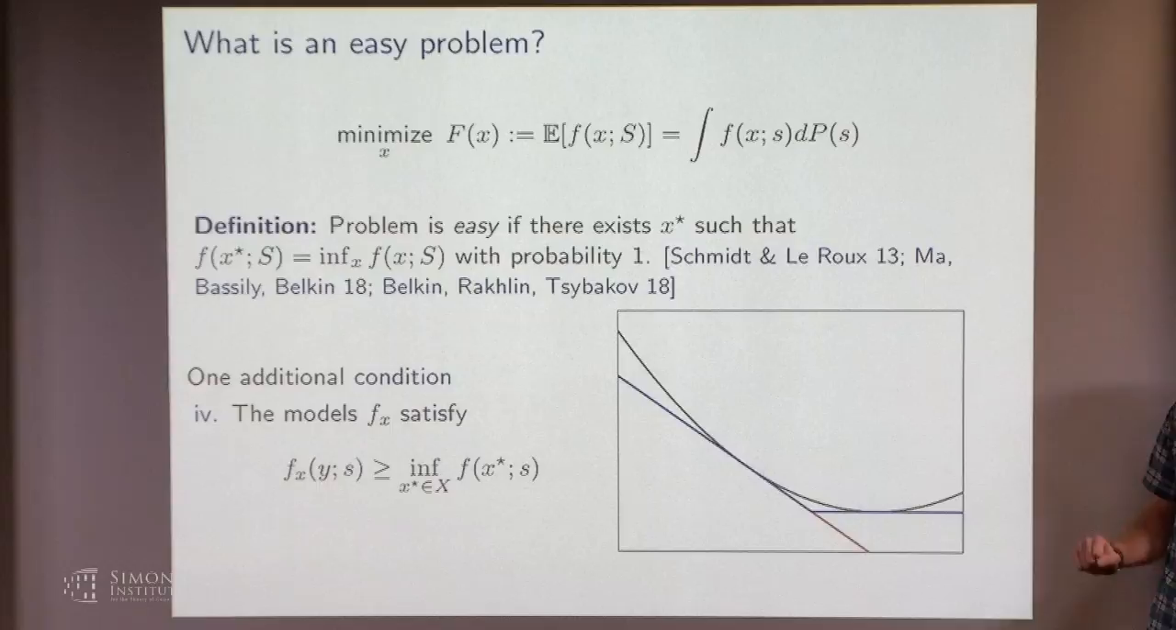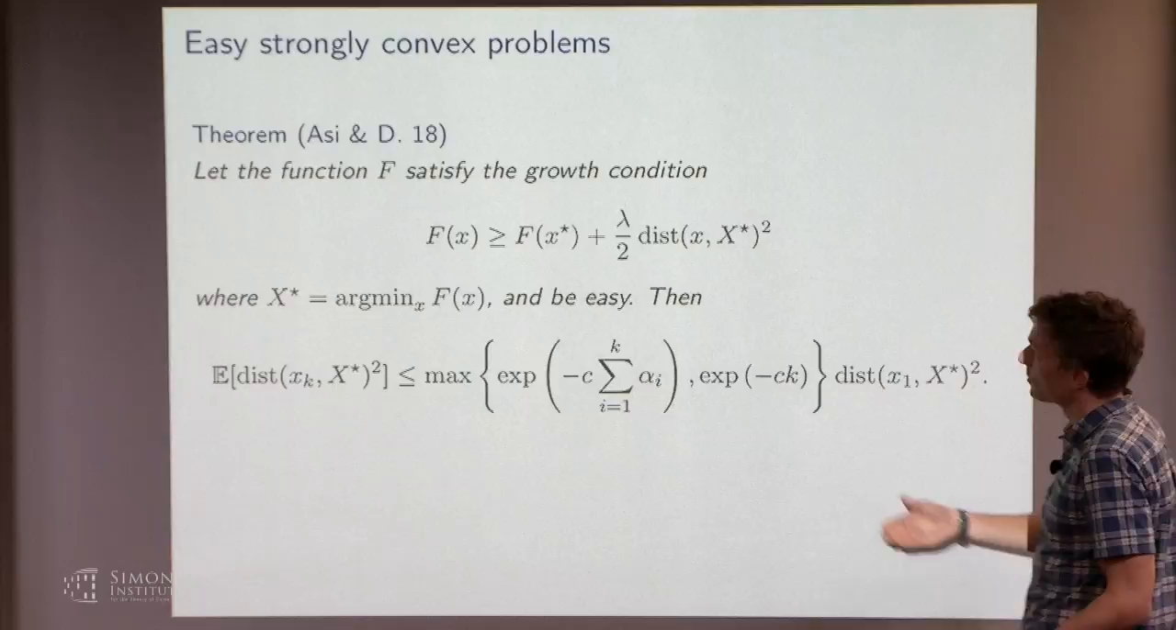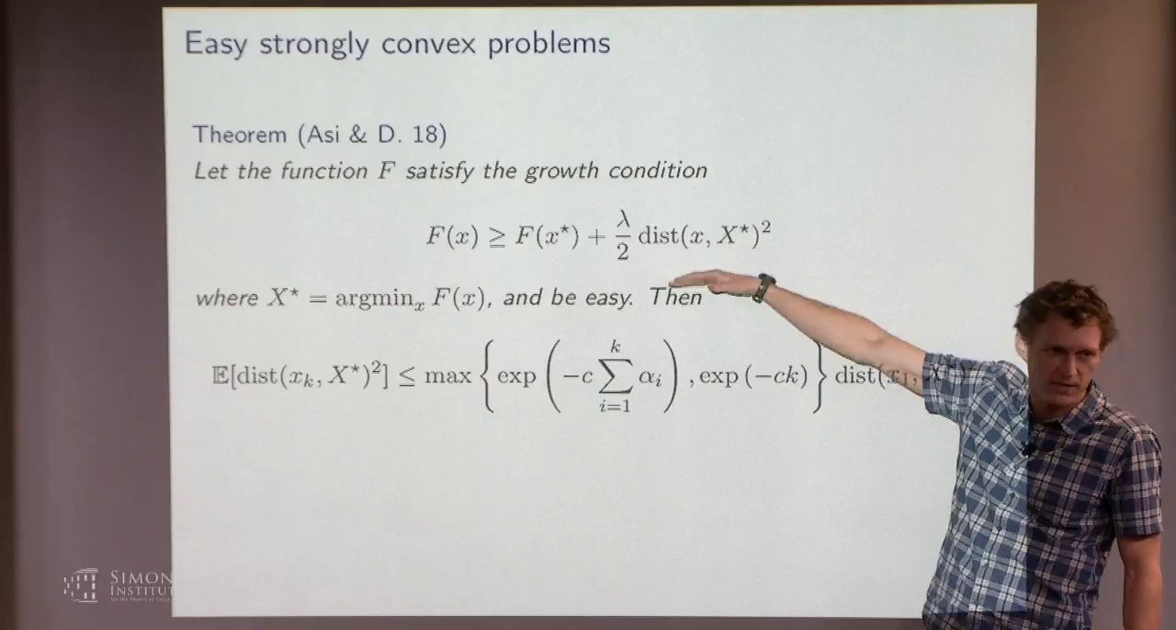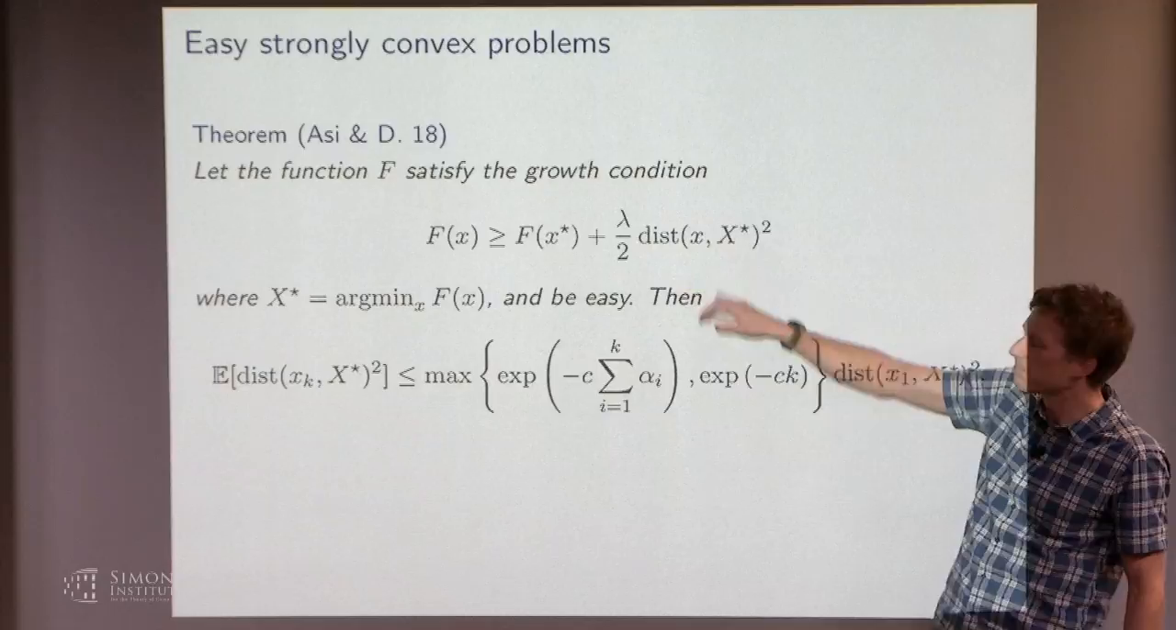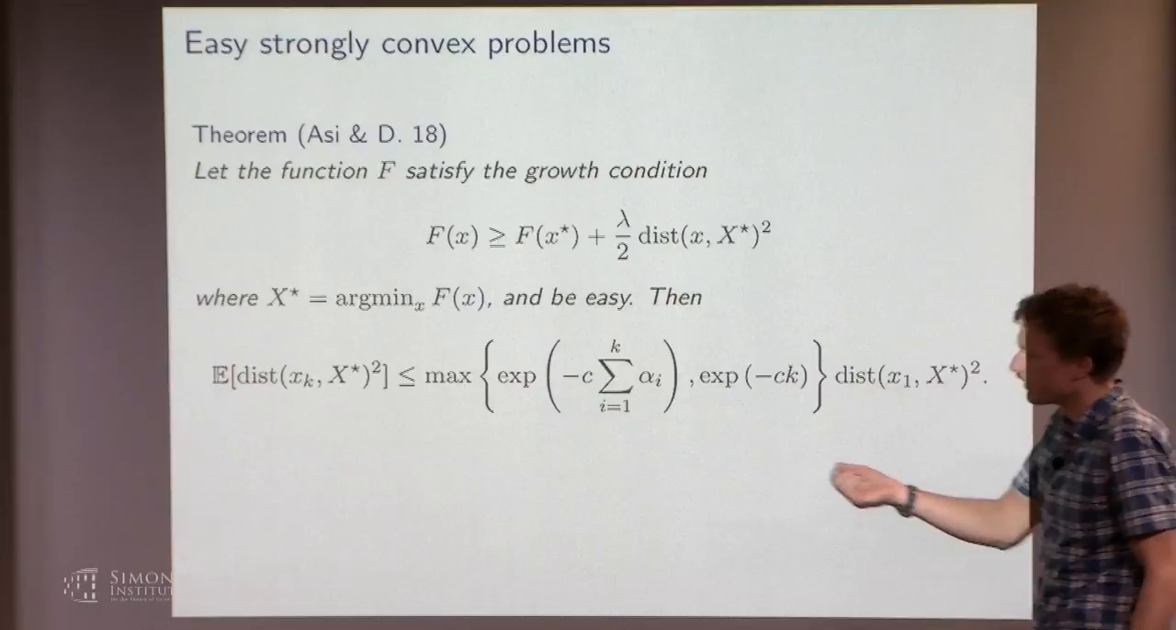And that's it. And then once you've got this, you can prove a number of interesting things. So let's suppose that F satisfies this growth condition, which is basically strong convexity, okay? Or a slightly weaker version of it, which is that F of X grows at least quadratically away from the optimal set.